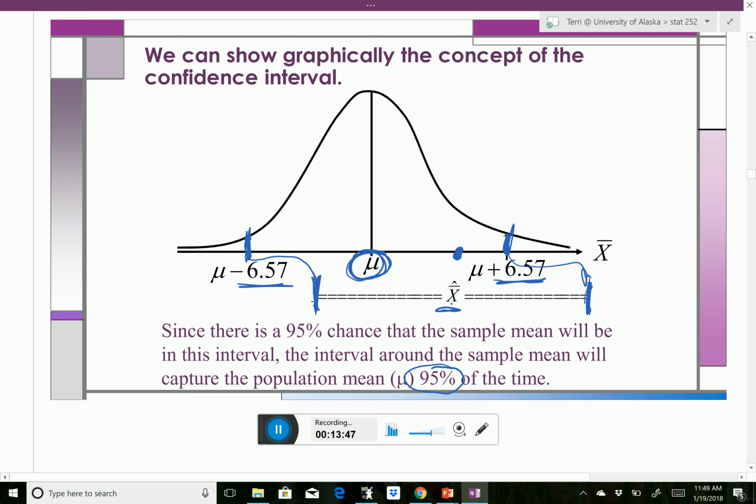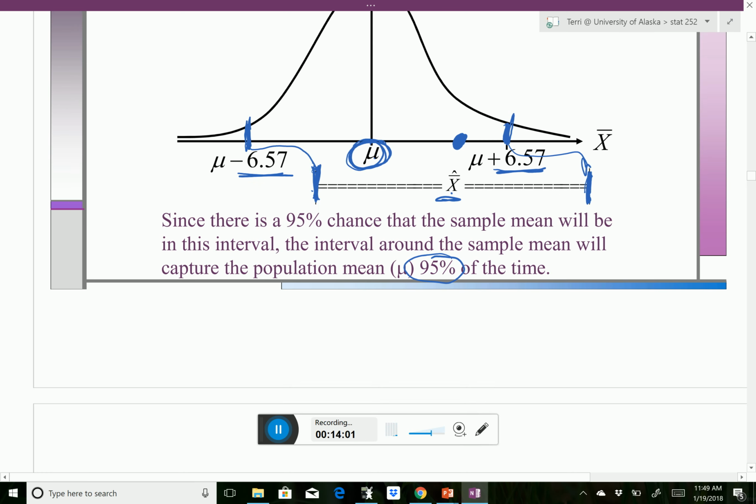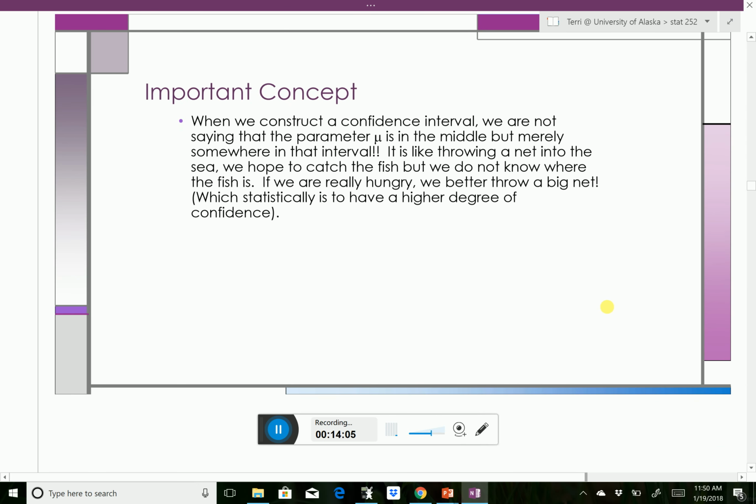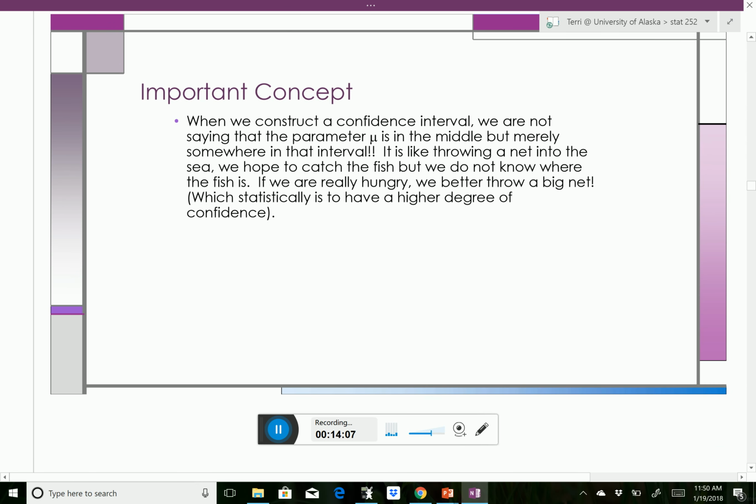So I want you to think of a confidence interval as a net. Is this net going to catch this fish? So we're going to center our net right here where we got a point estimate, where we think it is, and we caught it this time. And we will catch it 95% of the time. So, important idea here. When we construct it, we're not saying that the parameter is in the middle, but somewhere in that interval. We know it may be not.